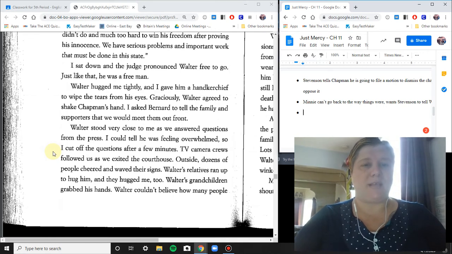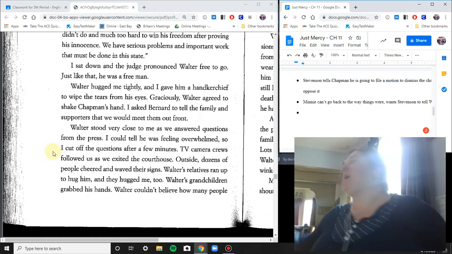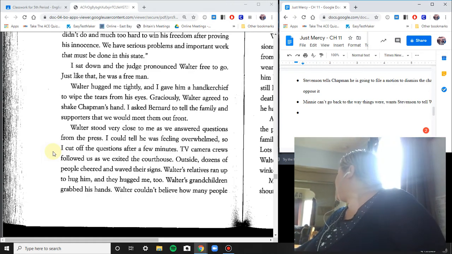Just like that, he was a free man. Walter hugged me tightly, and I gave him a handkerchief to wipe the tears from his eyes. Graciously, Walter agreed to shake Chapman's hand. I asked Bernard to tell the family and supporters that we would meet them out front.